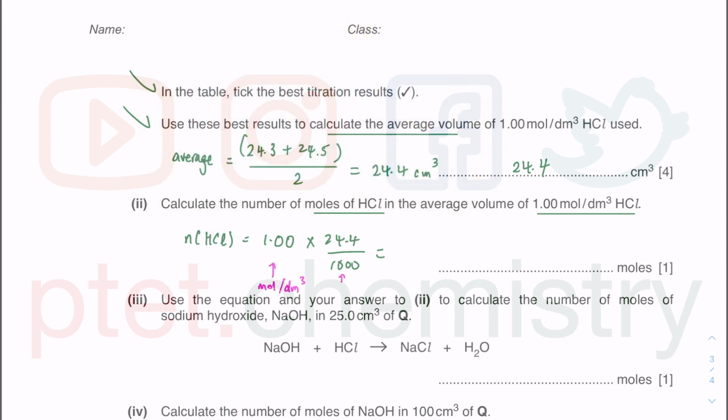Once I divide by 1000, my unit is now dm3. Mol per dm3 times dm3 is going to give me mol, which is what I intended to find. So the units never lie to you. In fact, it's people who lie to each other.